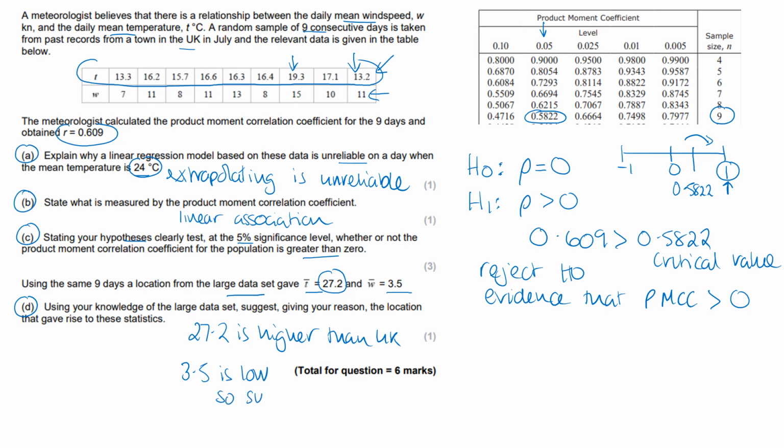So this suggests not near the sea or the coast. So what could be a place in the large data set? That is going to be Beijing.